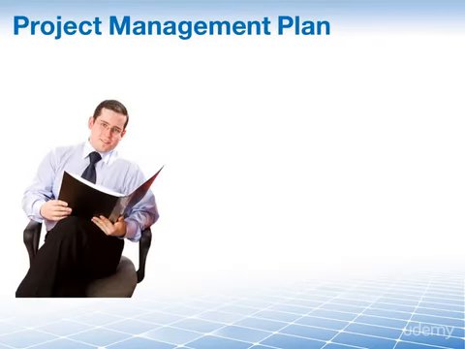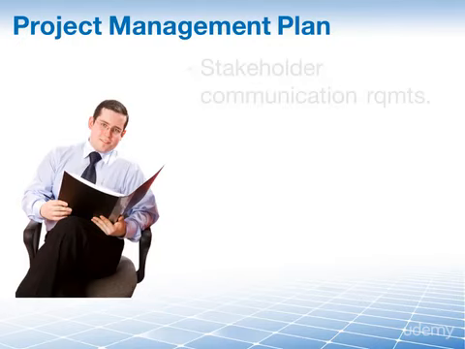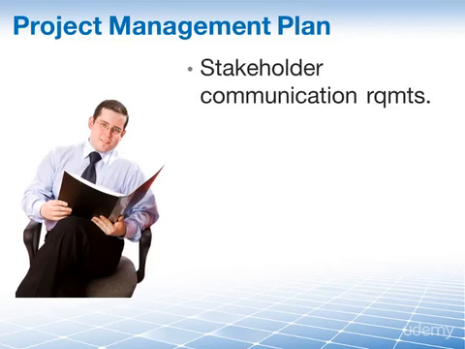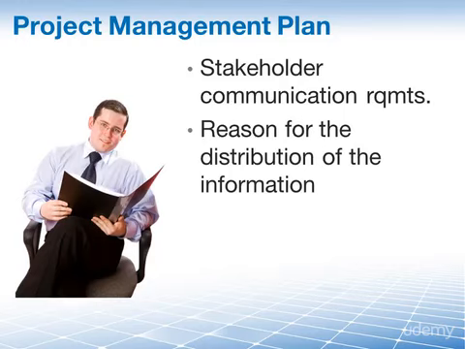There are 3 main types of information that we want to take out of the project management plan as we get into this process here. First of all, stakeholder communication requirements. How do the stakeholders want to receive information? By email, by meetings, in person? What were their requirements? Then we also need to look at the reason for distribution of information, to provide resource updates, to provide under and over budget information, to provide milestones and deadline information, and so on.